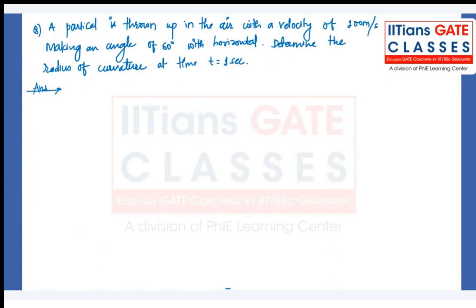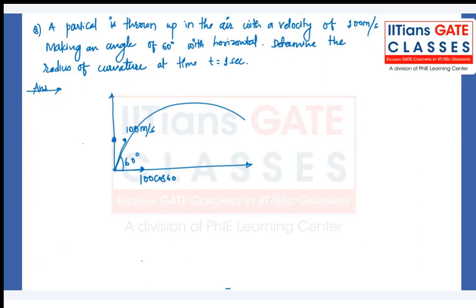Very simple question. A particle is thrown up in the air with a velocity of 100 meters per second, making an angle 60 degree with the horizontal. The initial velocity is 100 meters per second. Determine the radius of curvature at time t is equal to 1 second. Solve it.